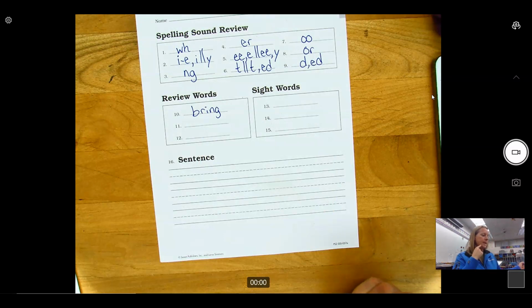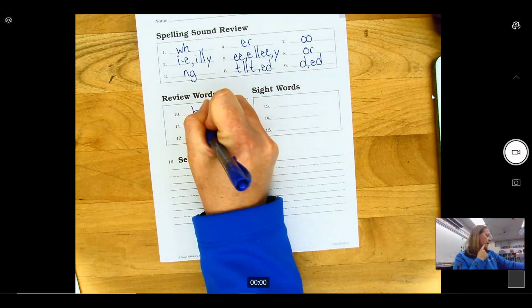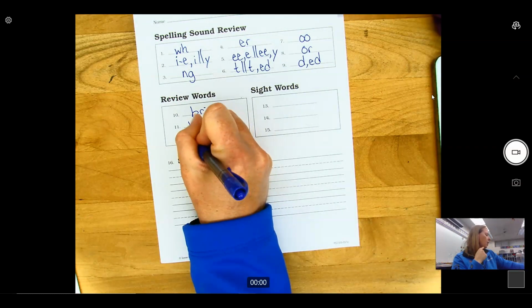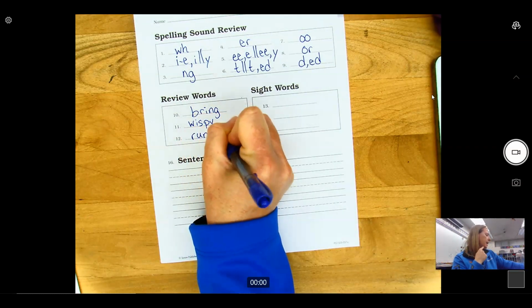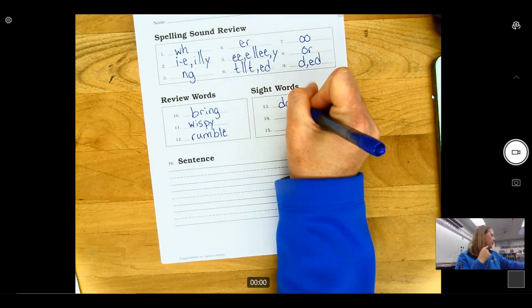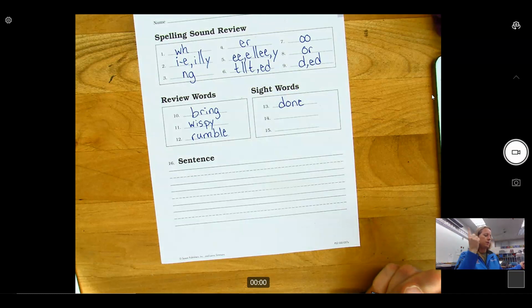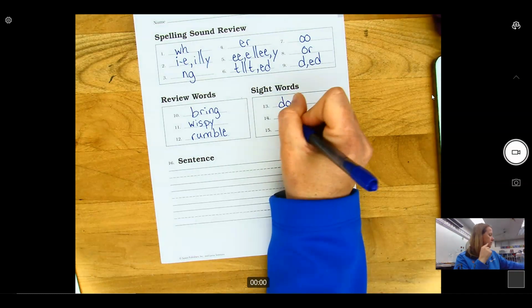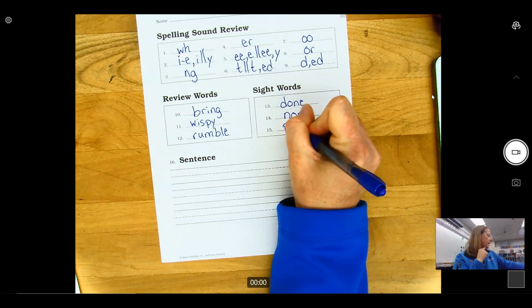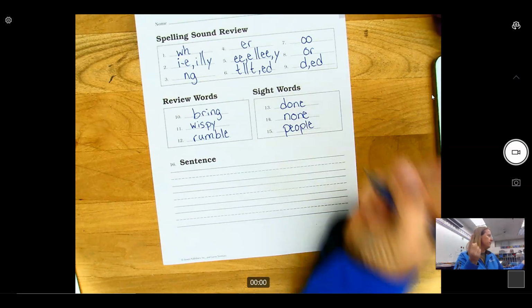Number 11, wispy, W, I, S, P, Y. And number 12, rumble, R-U-M-B-L-E. And your sight words, number 13, done, D-O-N-E. Number 14, none, N-O-N-E. And number 15, people, P-E-O-P-L-E.